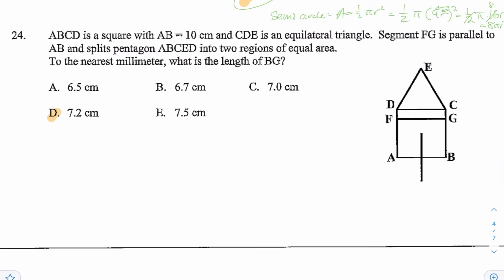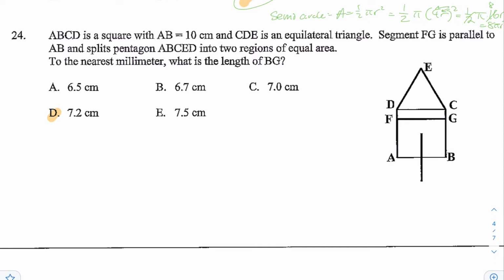Next one, number 24. ABCD is the square with AB equal to 10 centimeters, and CDE is an equilateral triangle. Segment FG is parallel to AB and splits pentagon ABCED into two regions of equal area. To the nearest millimeter, what's the length of BG?